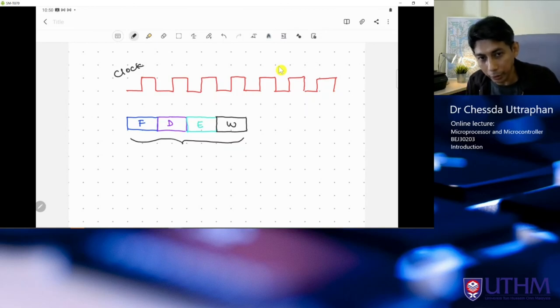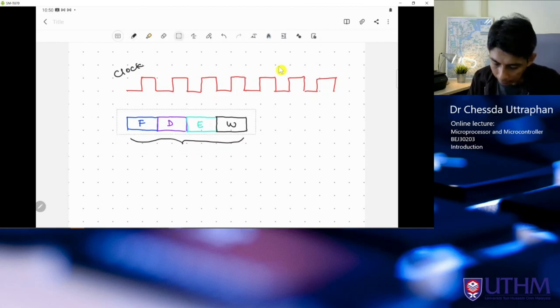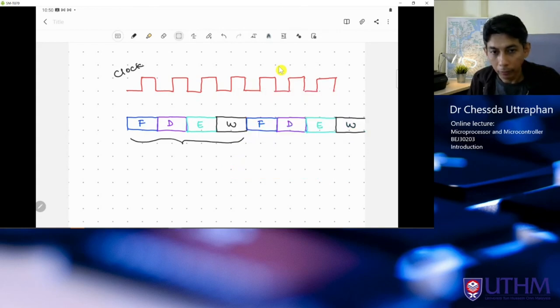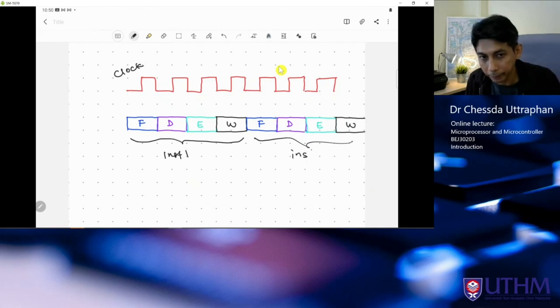So to execute the next instruction, you can do something like this. You need to wait for the previous instruction to be completed, and you continue with the new cycle. This is instruction number one. This is instruction number two. And so on. All right. This is the design without pipeline, which means that the instructions are executed in sequence. First instruction, followed by the next, followed by the next and the next.